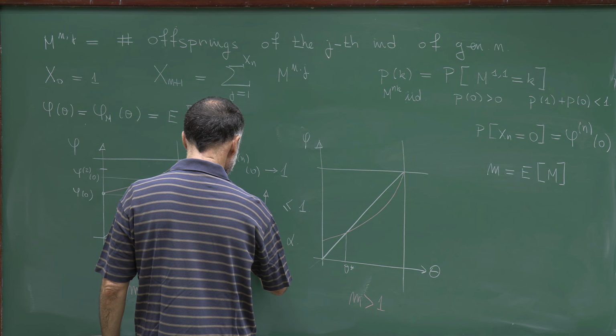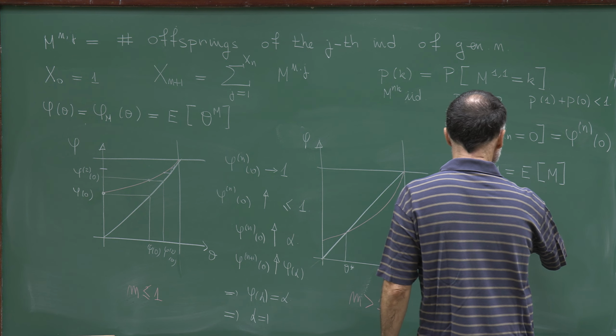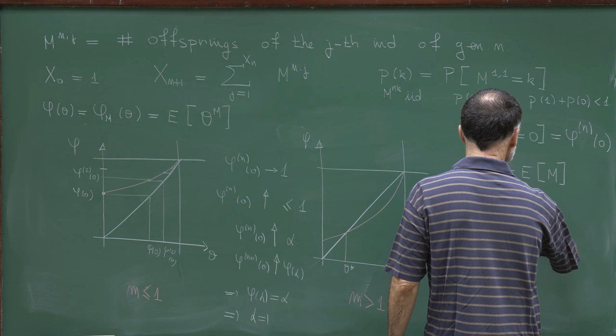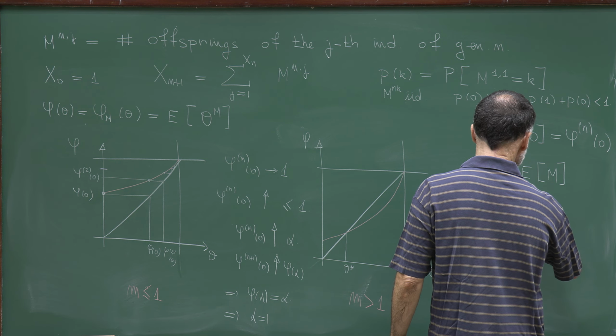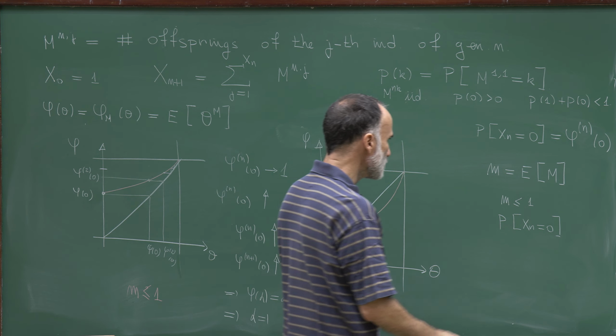And phi has a unique point in the interval 0, 1 which satisfies this identity, which is 1. So this implies that alpha is equal to 1. This is what's called the fixed point of phi. The unique fixed point of phi in the interval 0, 1 is 1, which means that alpha is equal to 1. So we just proved that if m is less than or equal to 1, then the probability that xn is equal to 0, that is, the probability that this population, this family, will disappear, converges to 1.